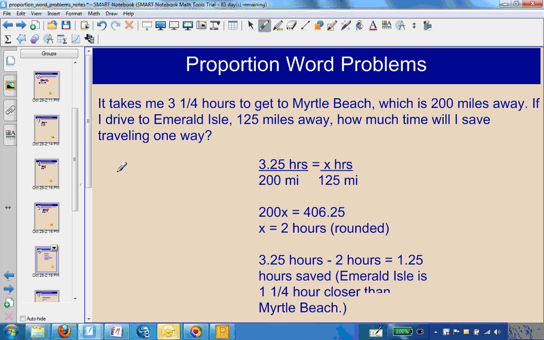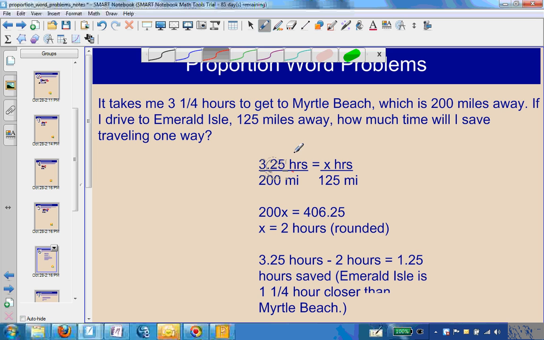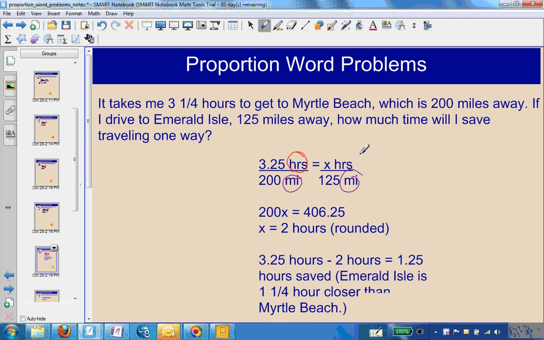For our next example, it takes me 3 1/4 hours to get to Myrtle Beach, which is 200 miles away. If I drive to Emerald Isle, 125 miles away, how much time will I save traveling one way? So we know it takes 3.25 hours to get to Myrtle Beach. So hours is our first unit. And our second unit is miles, which is 200 miles away. If I drive to Emerald Isle, which is 125 miles away, so we know how far away it is, how much time will I save?